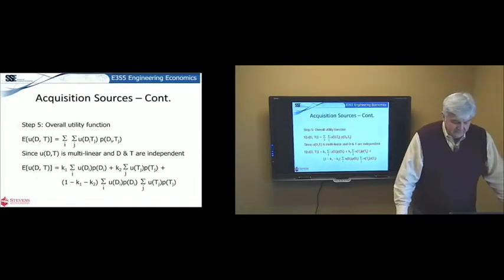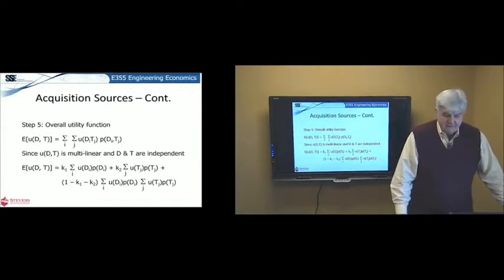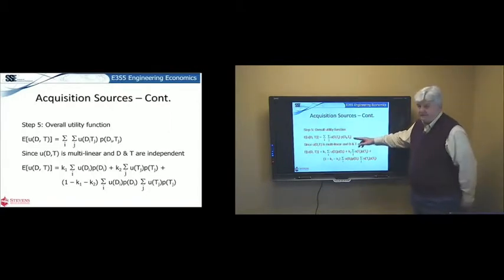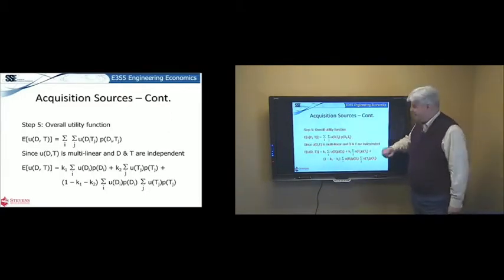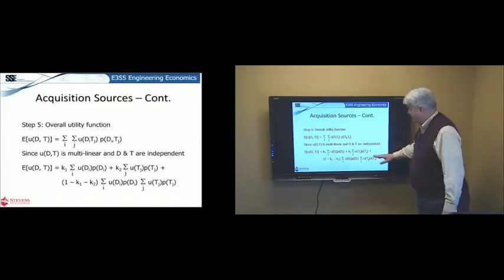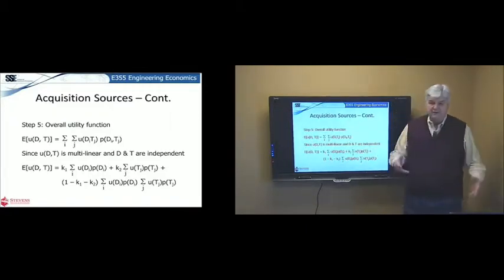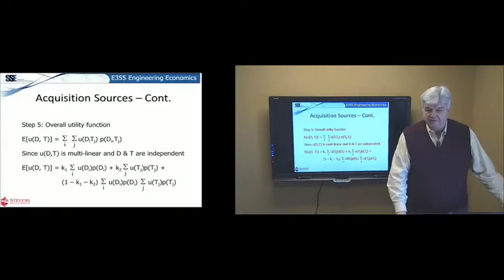So then we fill out our overall utility function. This equation here is simply the definition of expected value, or expected utility in this case. We plug in our multilinear form, and here we have our equations. We plug in our constants, and we can actually calculate the value of all the alternatives.